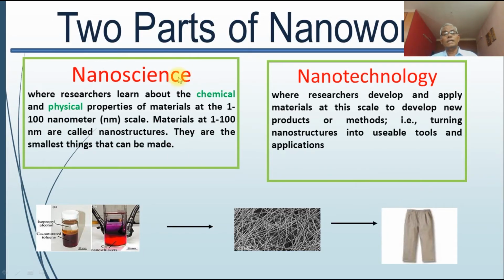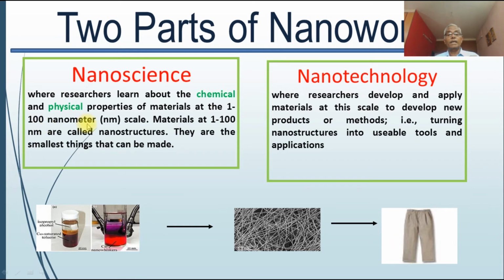Now in general the nano world will be divided into two parts. One is called nanoscience, the other is called nanotechnology. In nanoscience, researchers learn about the chemical and physical properties of the material at 1 to 100 nanometer.